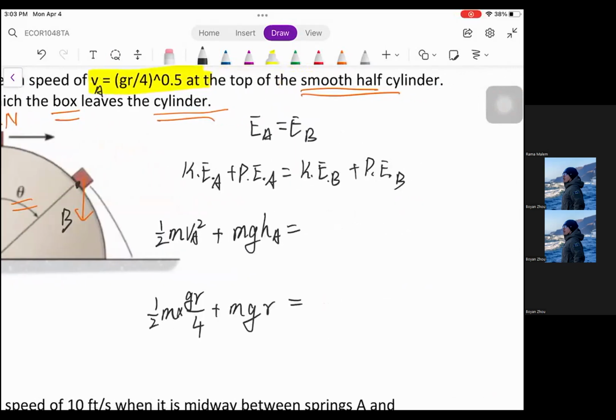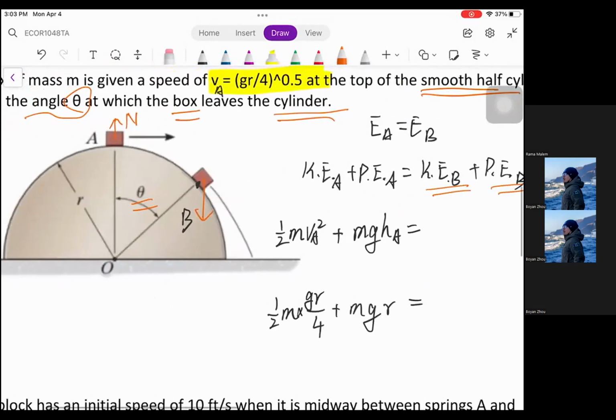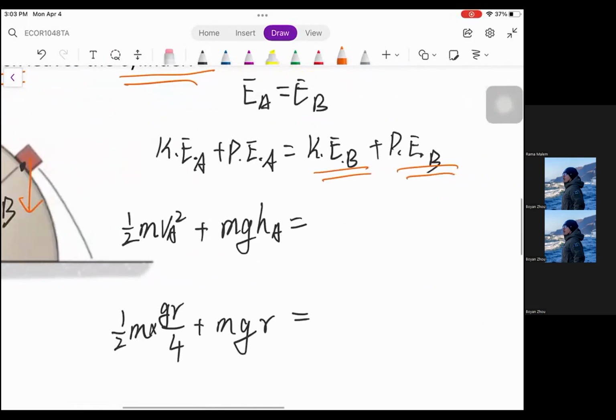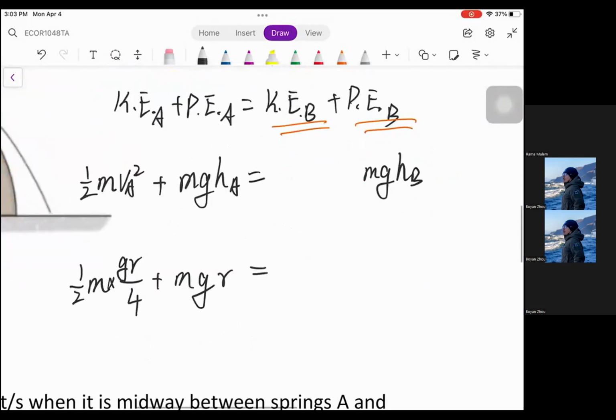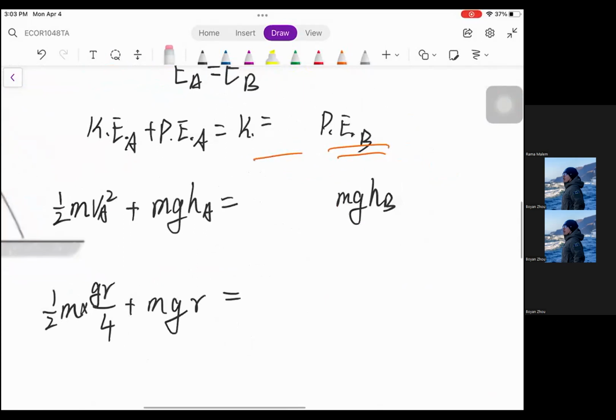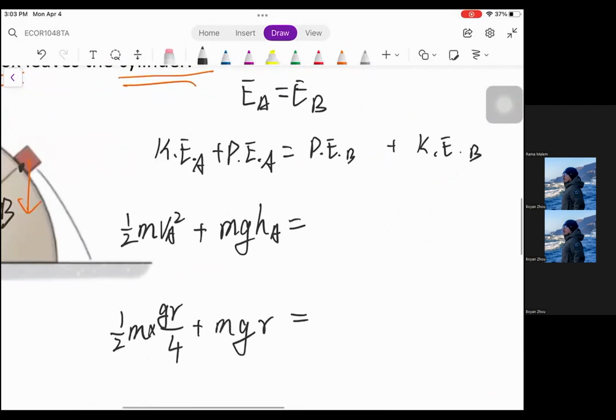Then we need to consider the unknown position B. For the location at point B, the potential energy at B plus the kinetic energy at B. Actually, I'm gonna rewrite those things. The potential energy at B is mgHB plus half m VB squared.